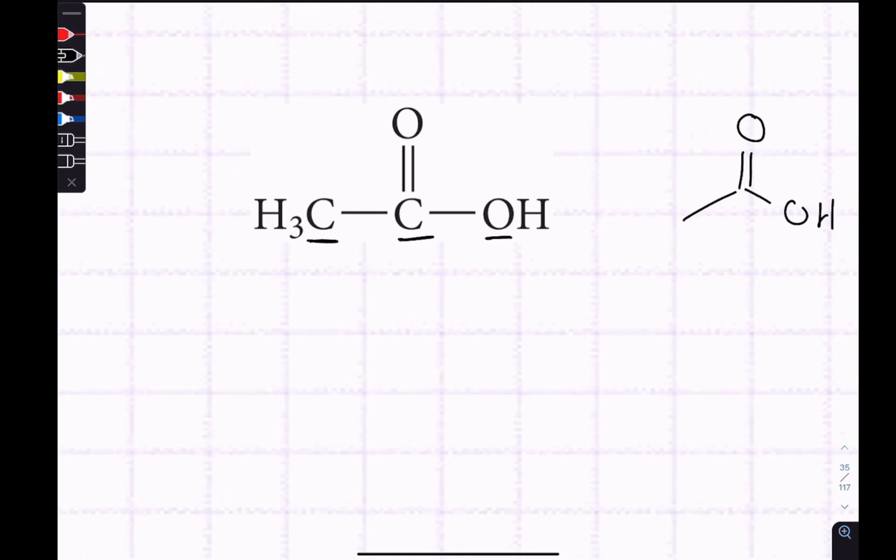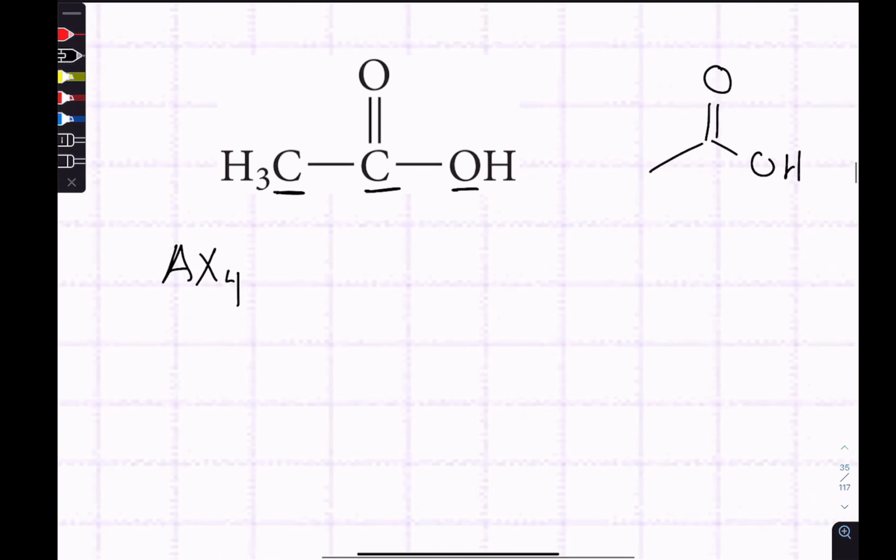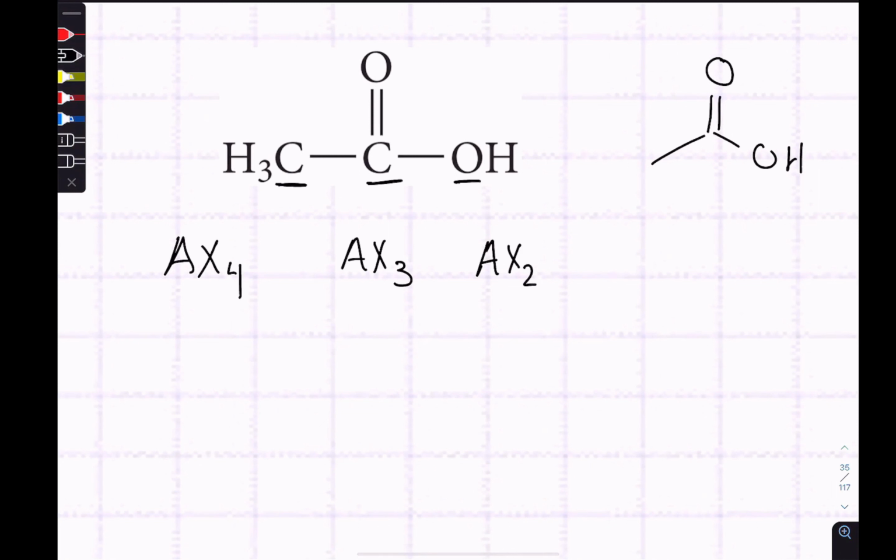Okay, so for our first center here, what's our AX, well, do we even have E? AX4. The H3, because the hydrogens aren't taking that, so that one's AX4. And then the central carbon, the middle one, is AX3. This last one, the oxygen, is a little bit tricky. It'd be AX2, but with an E. Double bonds are counted as one X, right? Yeah, the double bond counts as 1 X.